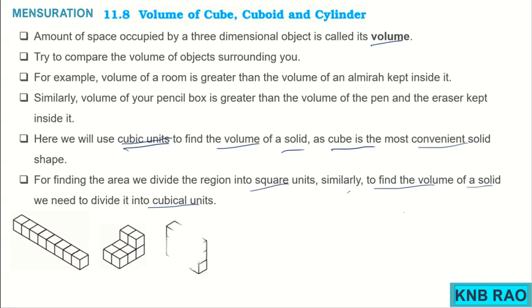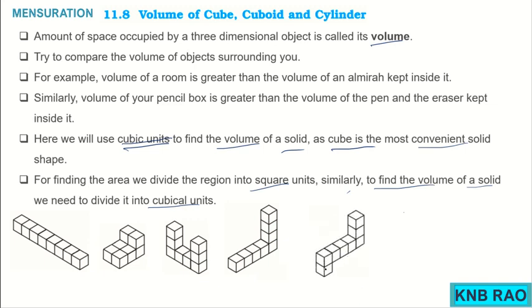And here you can see this shape. It looks like a U shape, or a C shape. It has 8 cubic units. That means its volume is 8 cubic units only. Here is another shape, maybe an L shape. Again it has 8 cubic units, so its volume is 8 cubic units. Here is another shape which has still 8 cubic units, so its volume is 8 cubic units only.